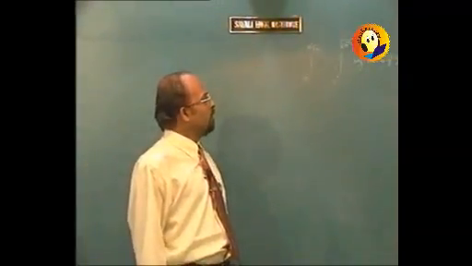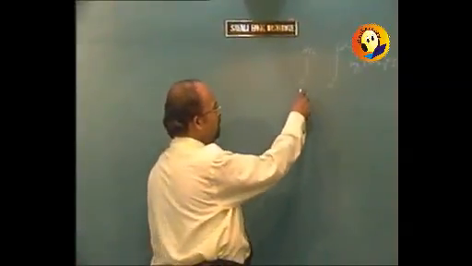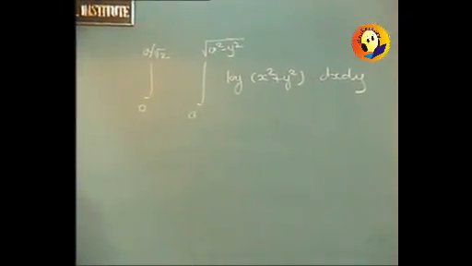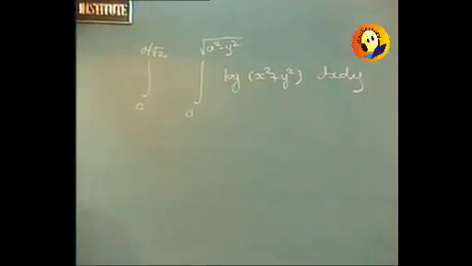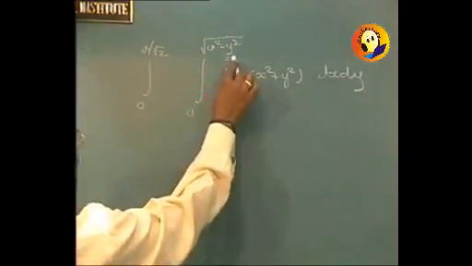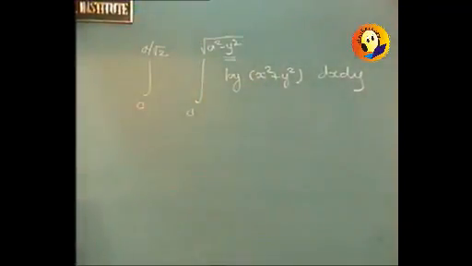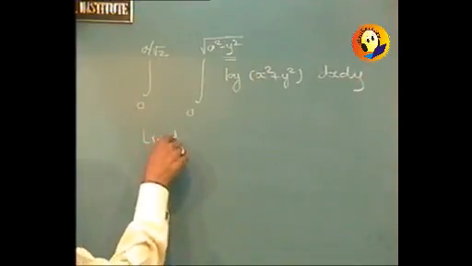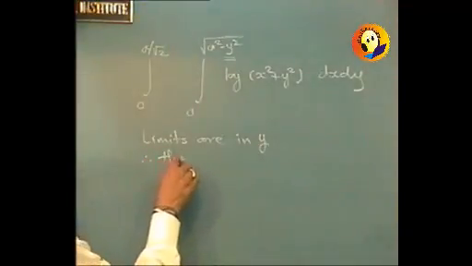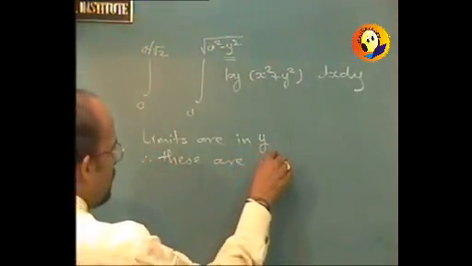Let us consider the next problem in the series. We are required to change the order of integration, and the problem says it is integral 0 to a upon root 2, integral 0 to under root a square minus y square, log of x square plus y square dx dy. We will have to observe the limits and check the variable which is present in the limit. It is y. So we can say that limits are in y. Therefore, these are values of x.